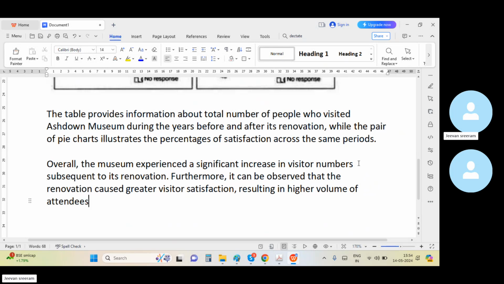Okay. So in most cases I'm using visitors again and again. So sometimes you may use attendees. I'm not going to use any other words in place of visitors. Mostly I'm going to use visitors. Sometimes attendees or visitants. Okay. Right. So in the first sentence I used the definition of the visitors, like total number of people who visit some place. They are visitors only, no? Yeah. Resulting in higher volume of attendees to the museum.